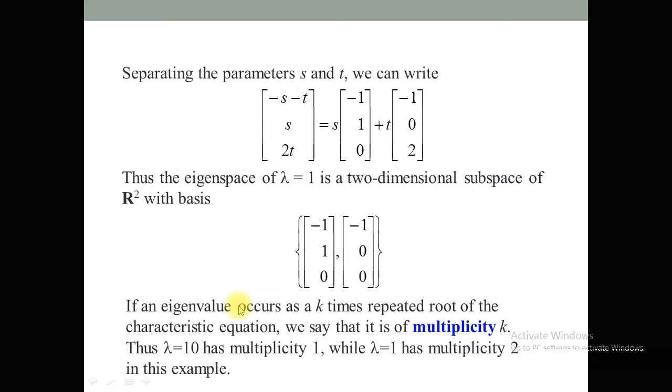If an eigenvalue occurs as a k times repeated root of the characteristic equation, we say that it has multiplicity k. Thus, lambda equal to 10 has multiplicity 1, while lambda equal to 1 has multiplicity 2, because in this example lambda is repeated 2 times: lambda equal to 1 and lambda equal to 1.